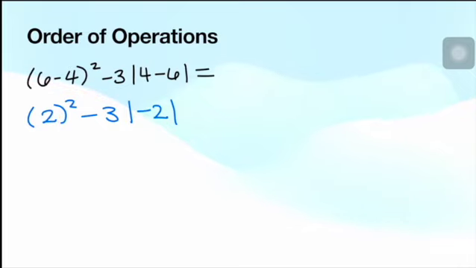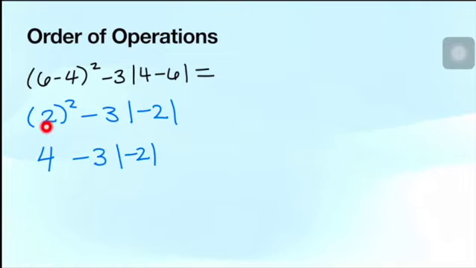Now notice when I'm doing complicated order of operation problems, anytime I do a step, I actually write down the whole expression again, just because I don't want to lose track of anything. So parentheses, 6 minus 4 is 2, minus 3, and these absolute value bars act like a grouping symbol. These are kind of like parentheses. So 4 minus 6 is negative 2. So I've got 2 squared minus 3, absolute value, negative 2.